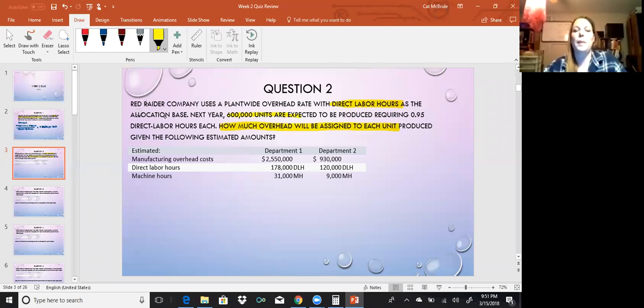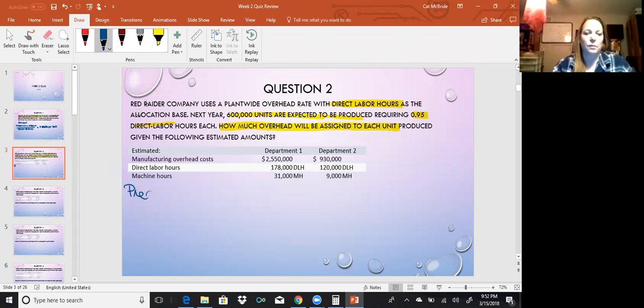600,000 units are expected to be produced, and each unit's going to require 0.95 direct labor hours. We know we have 2 departments, and we know the manufacturing overhead costs, the direct labor hours, and the machine hours. And we want to figure out how much overhead is going to be assigned to each unit. Before we figure that out, what do we have to figure out? The rate. We have to figure out the predetermined overhead rate.